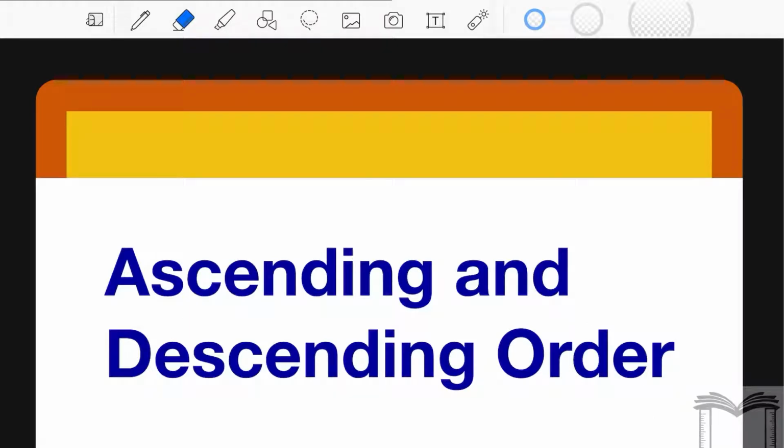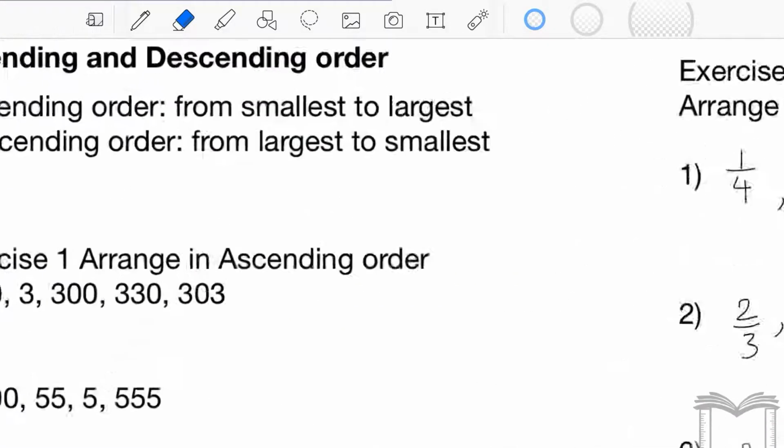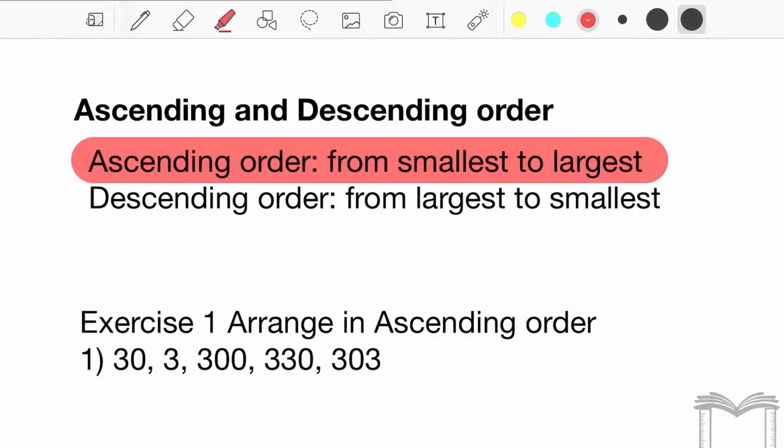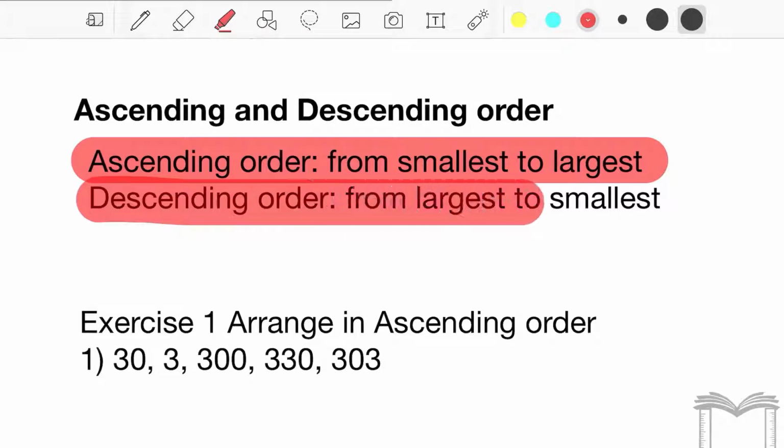Ascending and descending order. Ascend means to go up and descend means to go down. So when we are talking about arranging numbers or decimals or fractions or a mixture of them in ascending order, it means that we must put the numbers in order from smallest to largest. And placing them in descending order means to put them from largest to smallest.